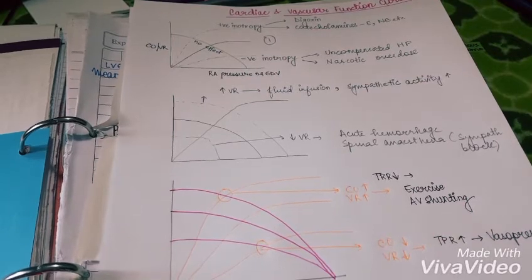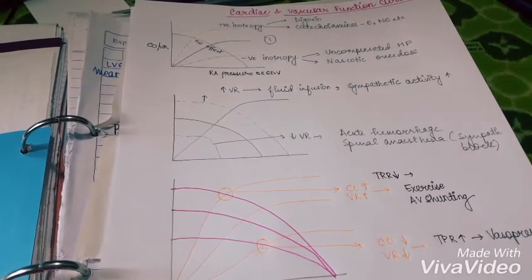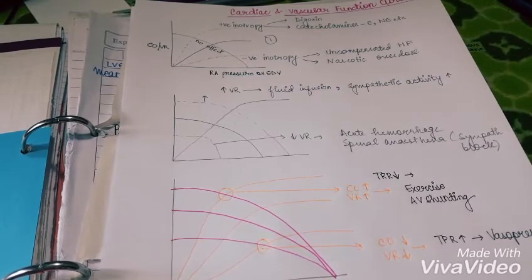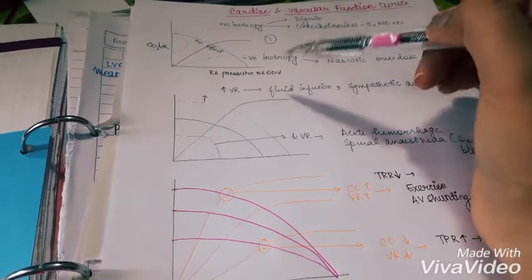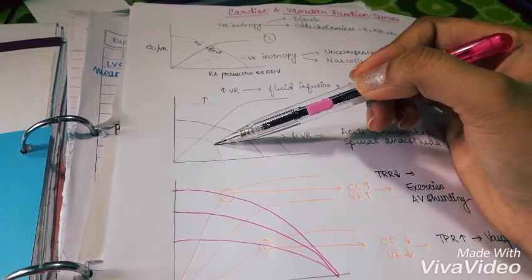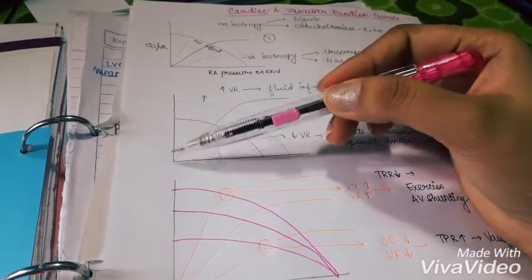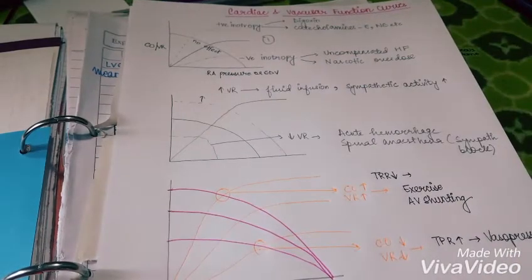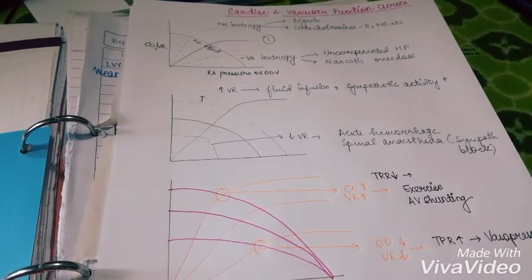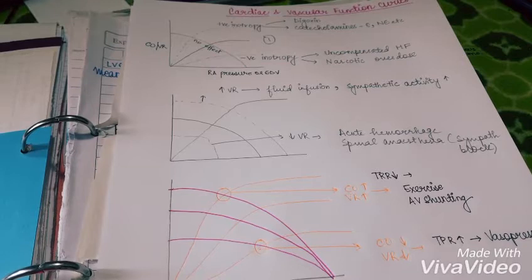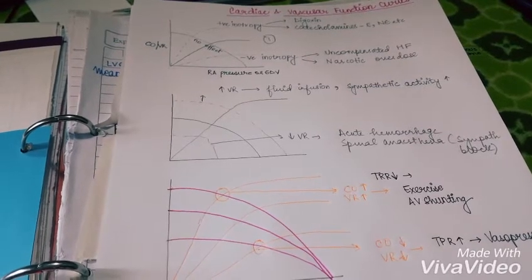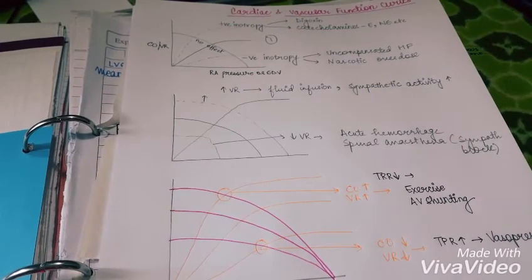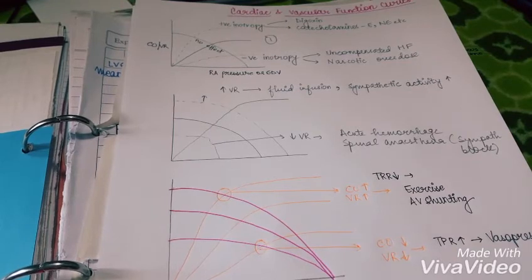In the second case, we will be talking about the venous return or the venous tone. In this case, we need to remember that the only thing affected will be the venous return curve. The cardiac output curve will remain unaffected. Now, the scenarios in which the venous return will increase include whenever we administer fluids to a patient, or whenever the sympathetic activity is increased, the venous return to the heart will increase.